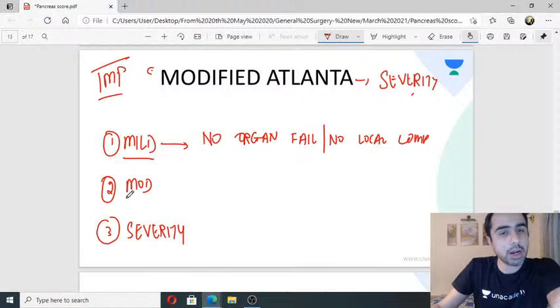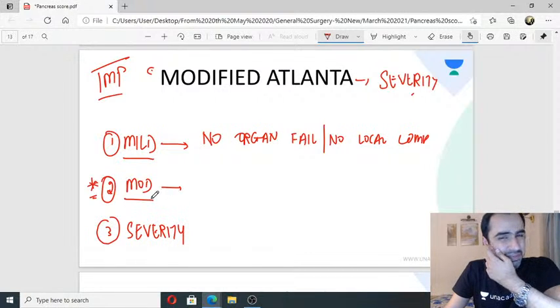To be labeled as moderate acute pancreatitis. Now, ye moderate jo hai, ye sirf Modified Atlanta mein. Moderate wala class was not there in Ranson's score. Ranson's only had severe or not severe. Modified Atlanta gives moderate. Anybody knows what is moderate? Anybody knows what is moderate?